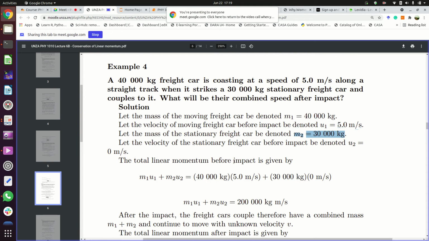The velocity of this car, we denote it as U2, and since the car is stationary, it has a velocity of 0 meters per second. So with this information, we can work out the total amount of motion which is present before the first freight car collides and couples with the second freight car. The total amount of motion is given by the total linear momentum.